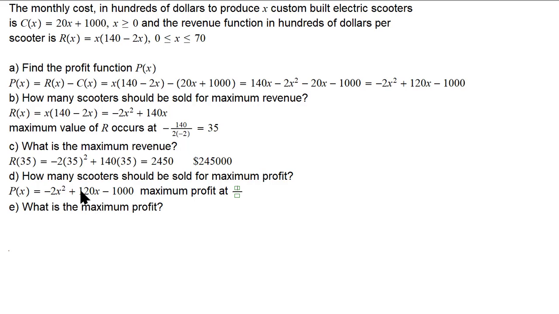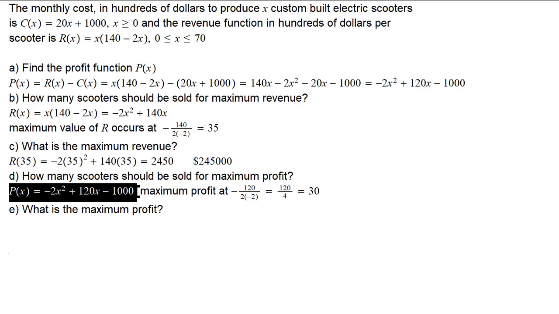We take the coefficient of x, which is 120, and of course there is a negative sign here, and then we have 2 times the coefficient of x squared, that's negative 2. So what we get here is 120 over 4, that is 30. So for maximum profit, they should be selling 30 scooters.